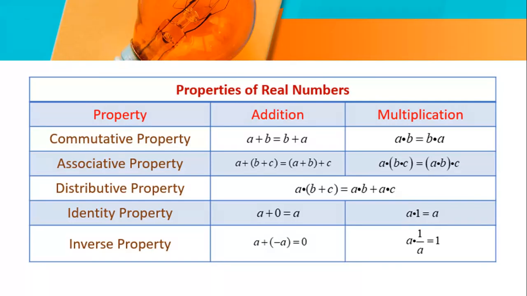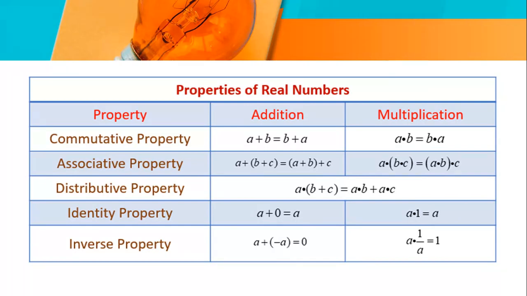So, in numeral, halimbawa, 3 plus 4 is equals to 4 plus 3. So, pareho naman yung sagot doon na 7. Sa multiplication, ganun din yung commutative property. So, when you multiply A times B, that is also equals to B times A. Kahit magkabaliktad, so yun yung ibig sabihin ng commutative property, kahit ano yung arrangement, pareho naman yung sagot.